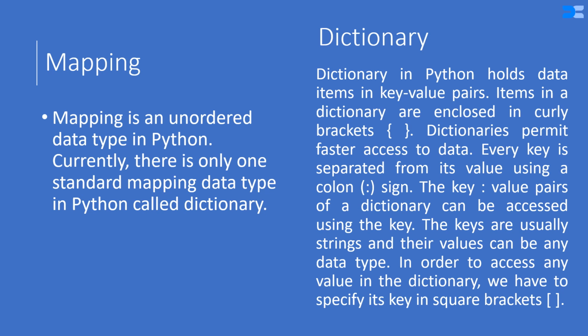Mapping. Mapping is an unordered data type in Python. Currently, there is only one standard mapping data type in Python called dictionary. Dictionary in Python holds data items in key-value pairs. Items in a dictionary are enclosed in curly brackets. Dictionaries permit faster access to data. Every key is separated from its value using a colon sign. The key-value pairs of a dictionary can be accessed using the key. The keys are usually strings and their values can be any data type. In order to access any value in the dictionary, we have to specify its key in square brackets.